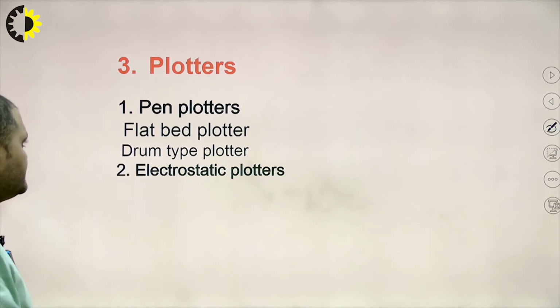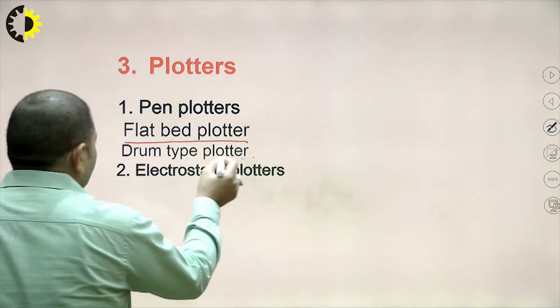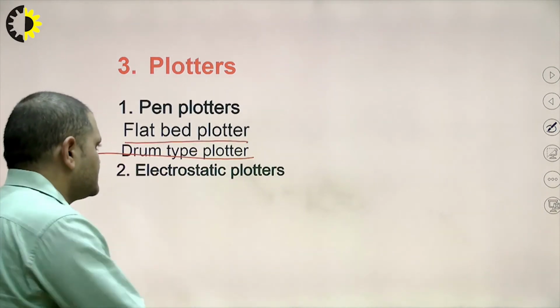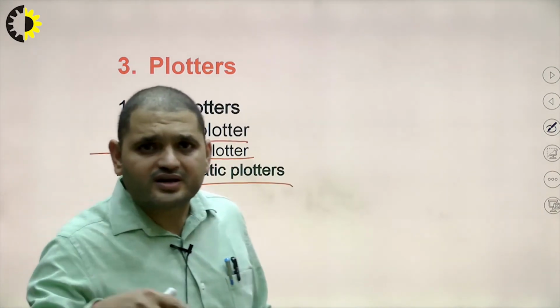That can be of two types: flatbed plotter and drum type plotter. And second is electrostatic plotters. These are used to draw and plot.